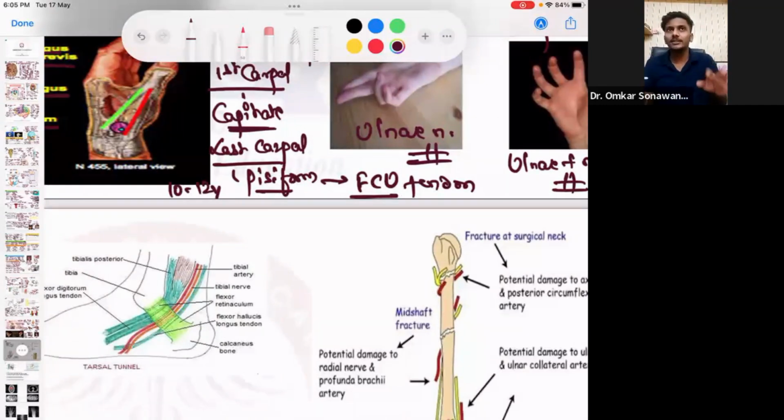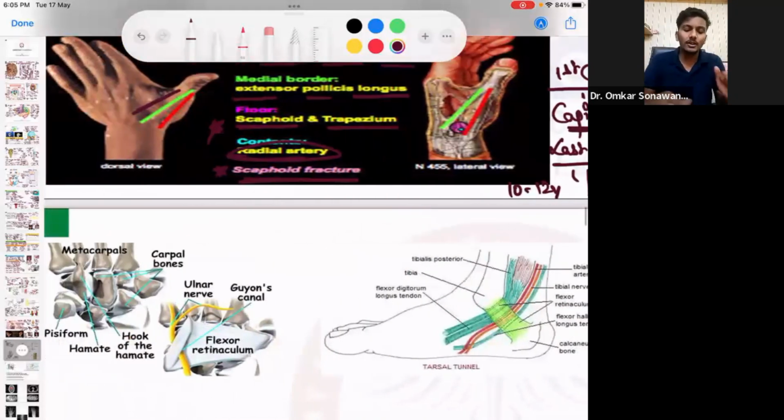No problem with this. Carpal bones are important. The boat-shaped carpal bone is scaphoid. The half-moon-shaped carpal bone is lunate.